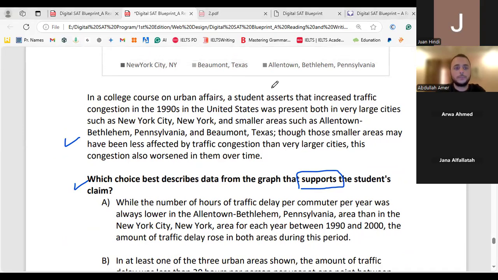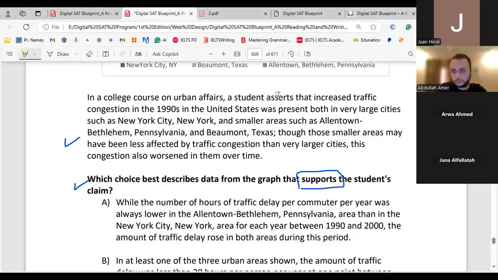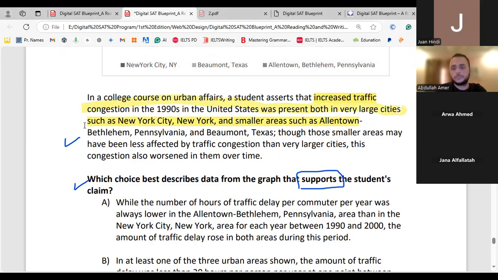Okay, go on. I think it's in the first line where it says a student asserts that increased traffic congestion in the 1990s in the United States was present both in very large cities, such as New York City, and smaller areas such as Allentown. Exactly. Thank you.